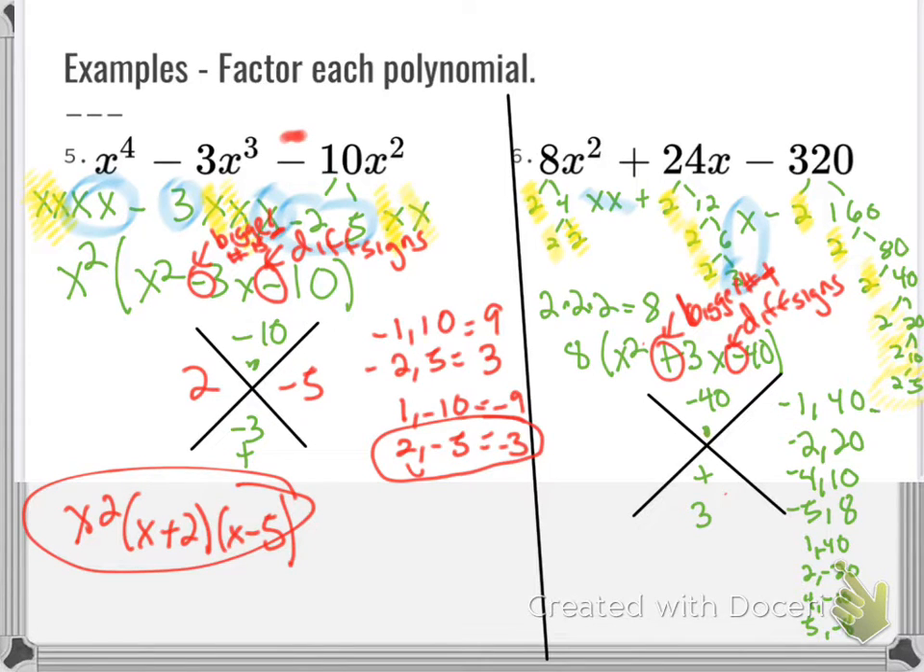So let's go through. Negative 1 plus 40 is 39. Negative 2 plus 20 is 18. Negative 4 plus 10 is 6. Negative 5 plus 8 is 3. That's the one I'm interested in. Negative 5 and 8. The others are going to be negative 39, negative 18, negative 6, negative 3. We keep that GCF outside. So 8 times x minus 5, x plus 8.